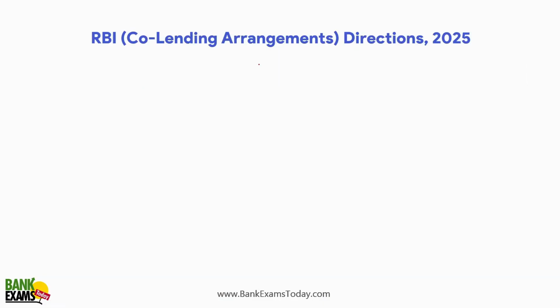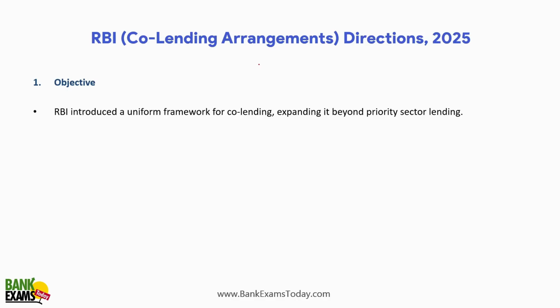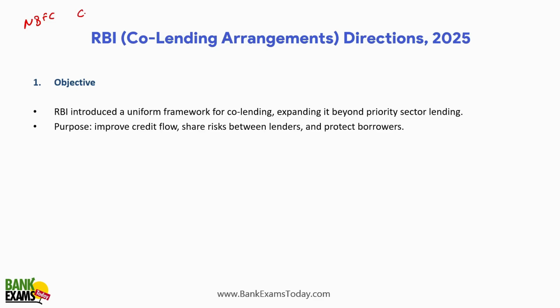So RBI's co-lending arrangements direction. First of all, you should understand what is co-lending. When two banking partners, one NBFC, let's say, and one a commercial full-fledged bank, combine hands, and they give one loan. So 20% is, let's say, financed by NBFC and 80% is financed by a proper commercial bank. That is a co-lending agreement, right?